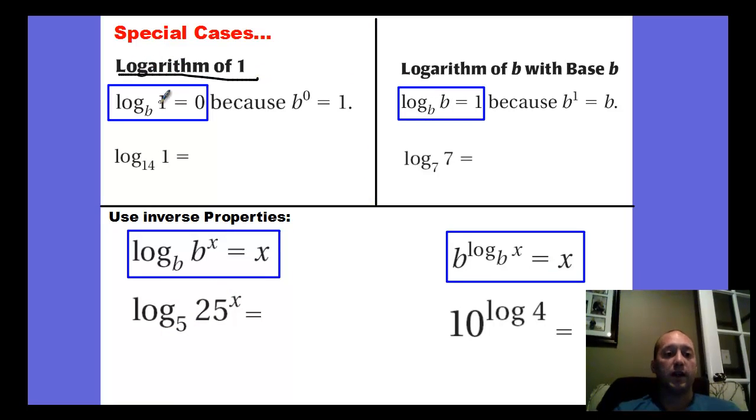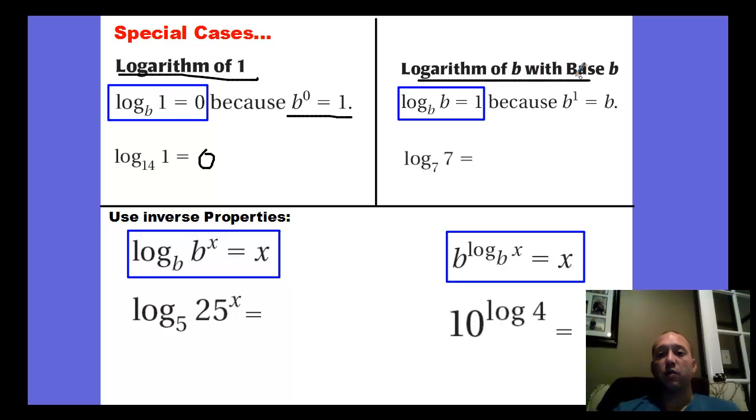So some special cases. Logarithms of 1. Log base b of 1 has to equal 0. And that's because it comes from this exponential property: b to the 0 power is 1. Anything to the 0 power is going to be 1. And so you put that into log form, you get another property just in log form. So log base 14 of 1 is just 0. Log base anything of 1 is 0.